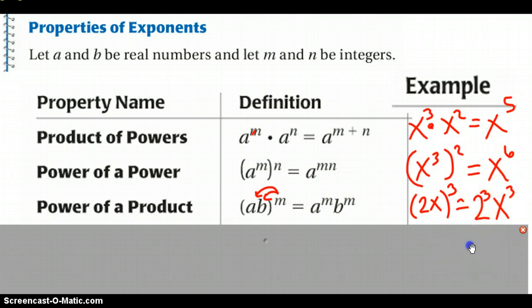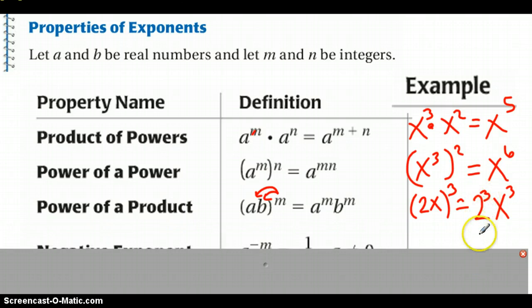And you have to simplify that, of course, which is 2 to the 3rd would be what? 8, right? So it'd be 8x cubed. Okay, and that would apply if instead of a 2, it was a different letter like y, or if it was a and b, like that example there.